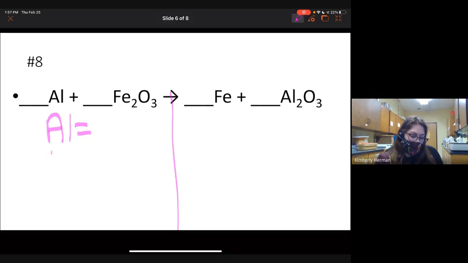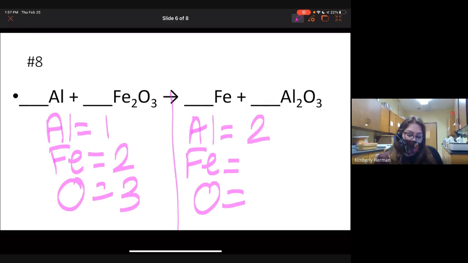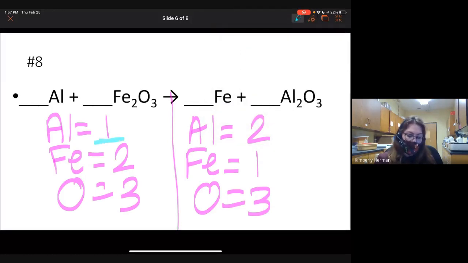We have our Al, we have our Fe, and we have our O. We're going to write the same exact list as we're going across. So we're going to see we have 1 Al, 2 Fe, and 3 O there. We're going to have 2 Al, 1 Fe, and 3 O there. So let's start with our Al first. So we have 1 here and 2 here.